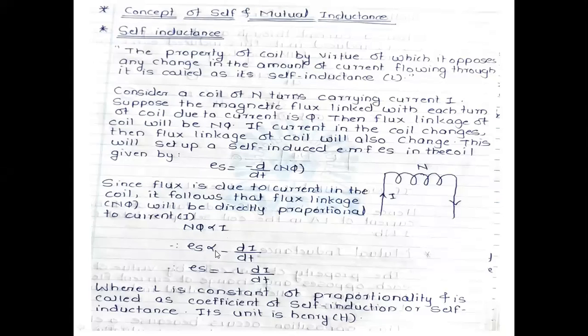Then minus es is proportional to dI/dt only, and therefore es is proportional to minus dI/dt. And the last one, you write: therefore es equals minus L dI/dt. Write this in the box and make this equation number 2.